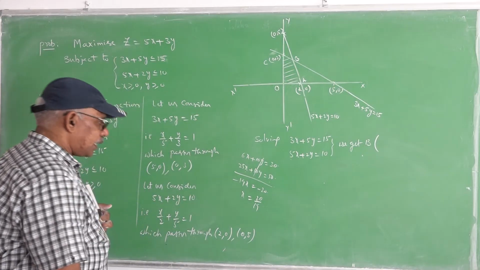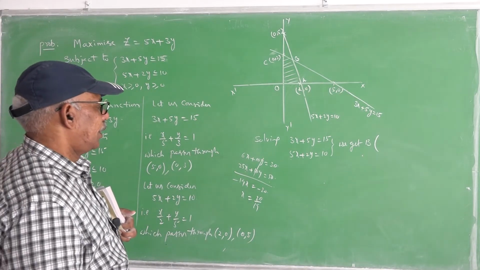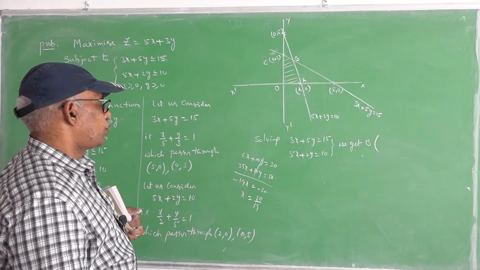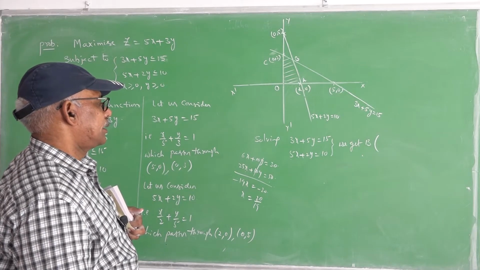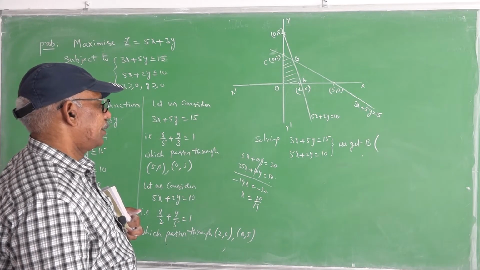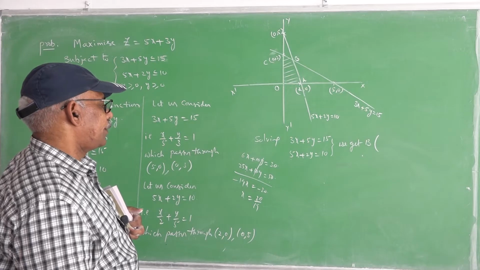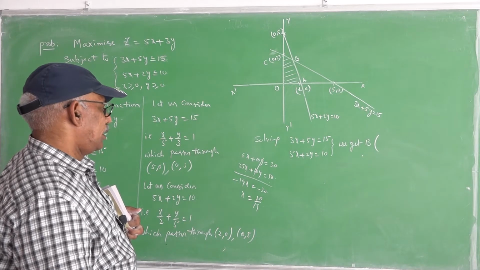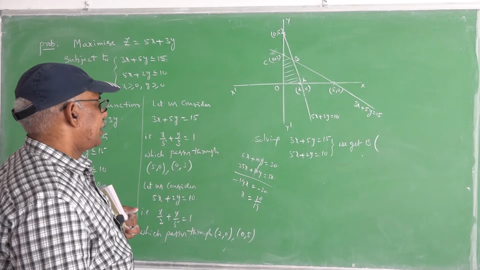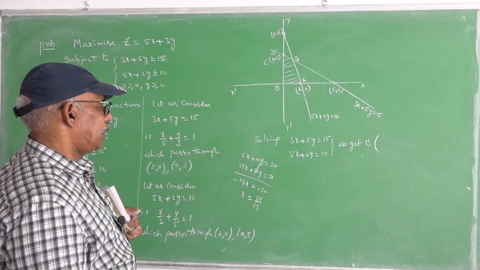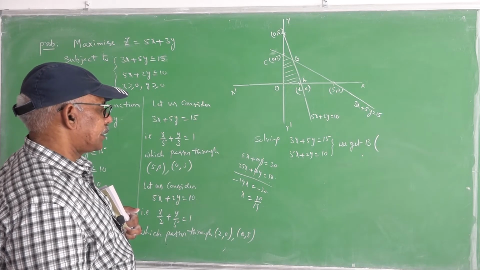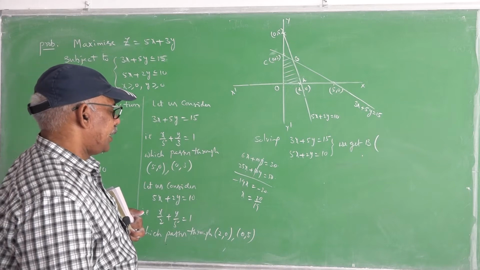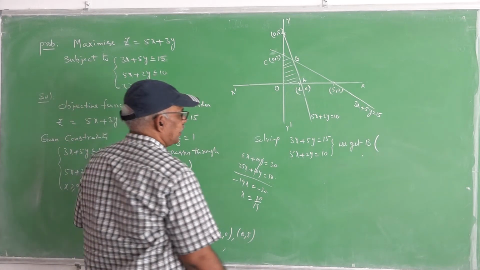Multiplying the first line with 2, 6x plus 10y equal to 30. Multiplying the second one with 5, 25x plus 10y equal to 50. Taking subtraction, you can eliminate y, and minus 19x gives us minus 20 equal to 20 by 19.